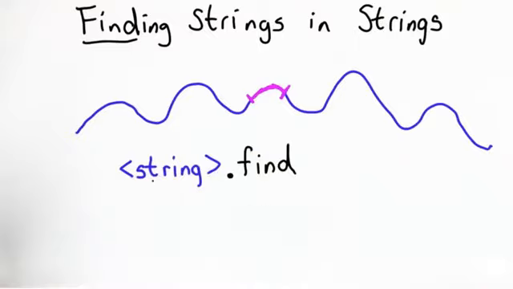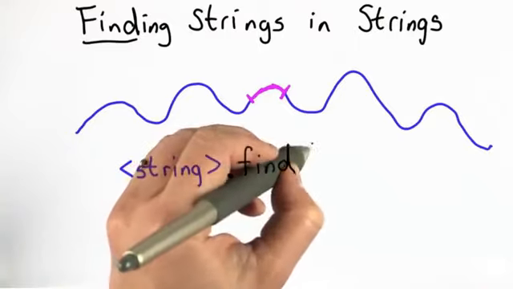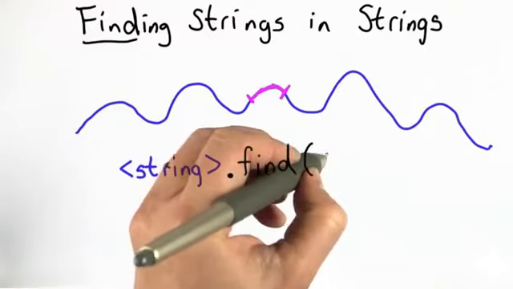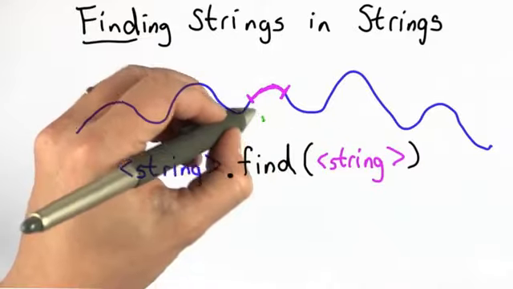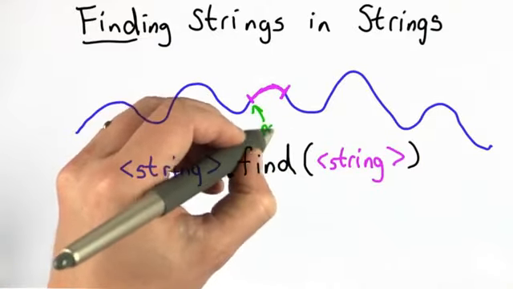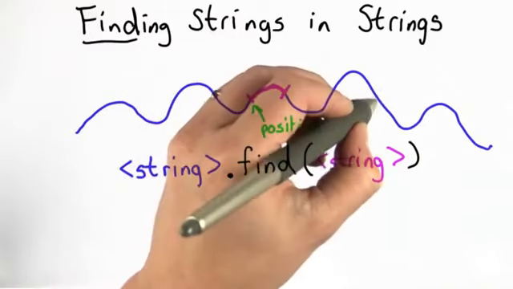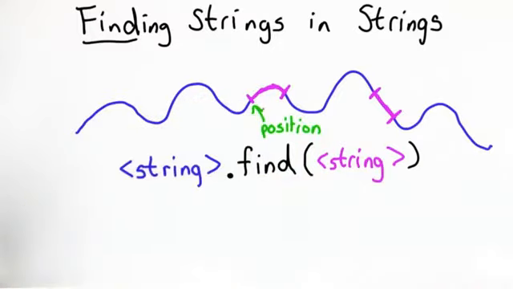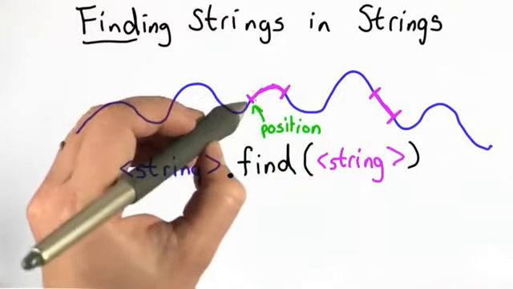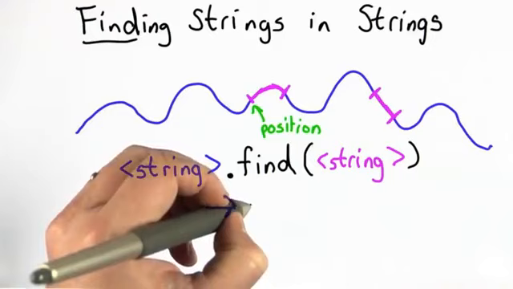Find is a procedure that operates on strings. So we use it by having a string followed by .find, followed by a parenthesis, and then we pass in another string, which is the string that we want to find in the first string. And the output of find is the position in the string where that substring is found, the first occurrence of the string. So if that string happens to occur more places than one in the input string, the result of find is always going to give us the position. That's the number where the first occurrence of the substring occurs.